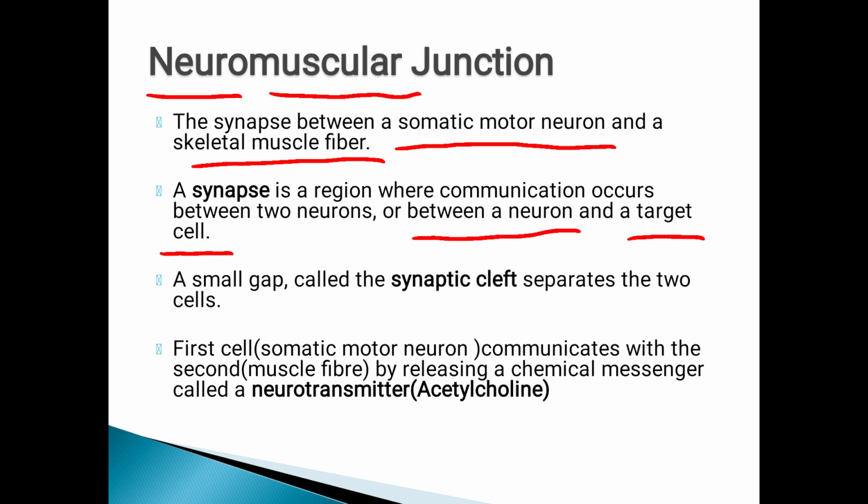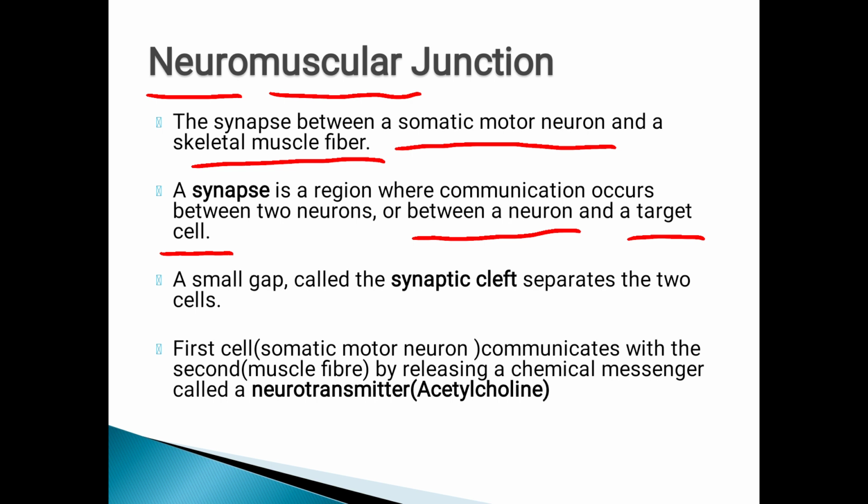So the target cell in today's lecture is skeletal muscle fiber, or muscle fiber, or you can say muscle cell or myocytes. So a small gap called synaptic cleft separates the two cells. Now we have one cell, that is the somatic motor neuron, and the second is the muscle fiber. So the gap that is formed between them is a synaptic cleft where diffusion occurs.